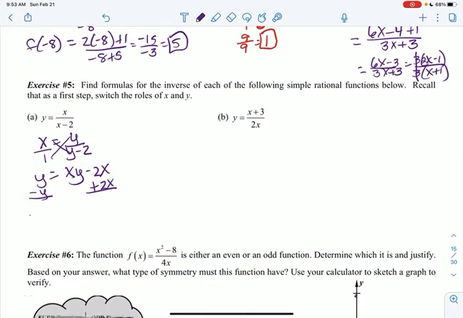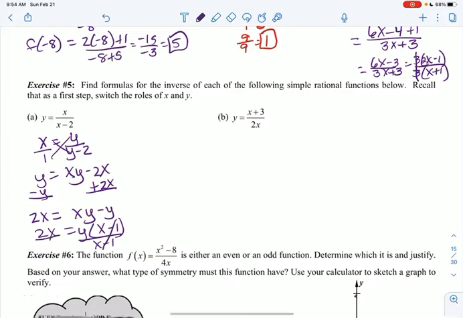So on the left, I'm going to have 2x, and on the right, I'm going to have xy minus y. All right. And then what I'm going to have to do is factor. So I'm going to factor out a y on the right, and I'm left with x minus 1, and then I can finally get y by itself by just dividing by x minus 1.